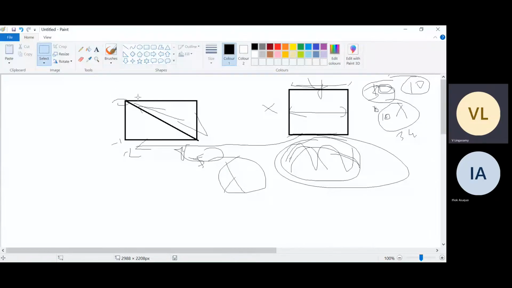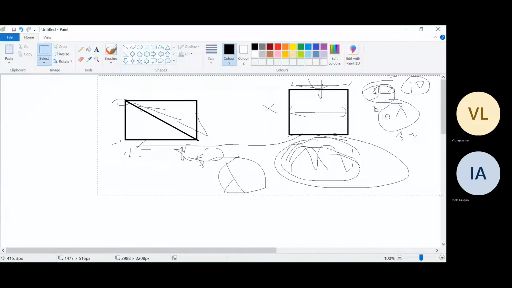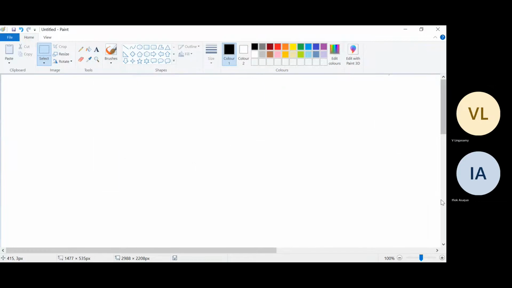See, phase is something. So it's varying. Are you sharing your screen? Yeah, I am sharing my screen. Can you see my screen? Yes. Okay.